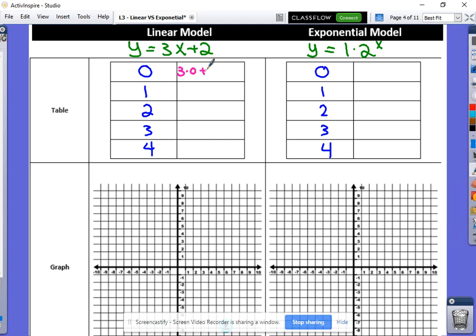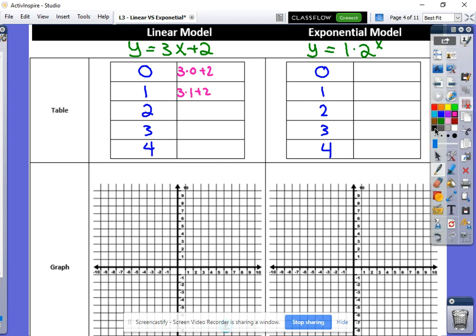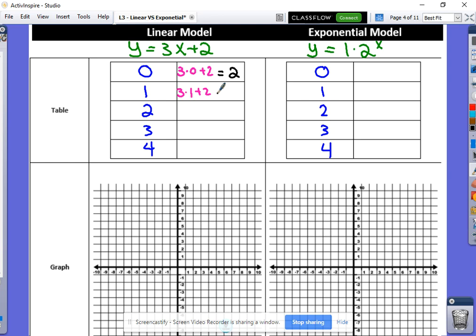3 times 0 plus 2. This would be 3 times 1 plus 2, right? So if we plug those in, let's simplify here. 3 times 0 is 0. 0 plus 2 is 2. Here, 3 times 1 is 3. 3 plus 2 is 5. And hopefully you can start to see the pattern. My next one is going to be 8. My next one is going to be 11. And my last one is going to be 14. So that's what's happening as we plug those in, we get our y values. Okay, take a second to finish that table if you need to.